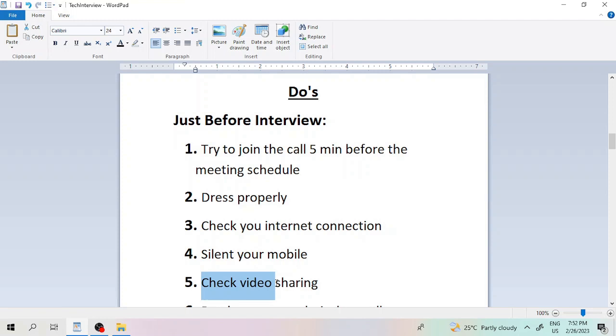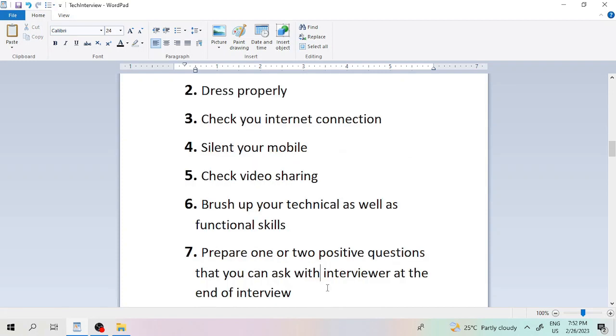So check properly whether you are able to share your videos or not, whether your face is coming properly or not. So these things you check, what is the background coming in that video, the technique.